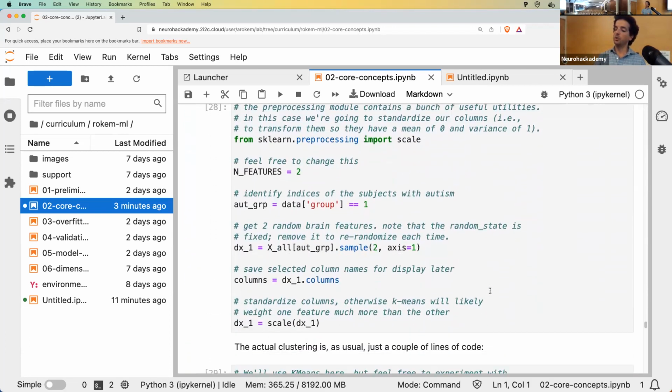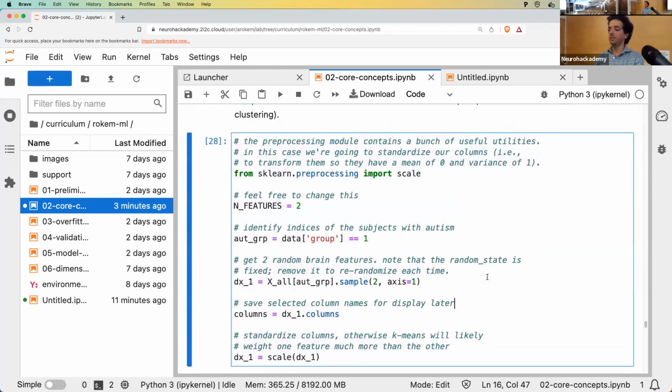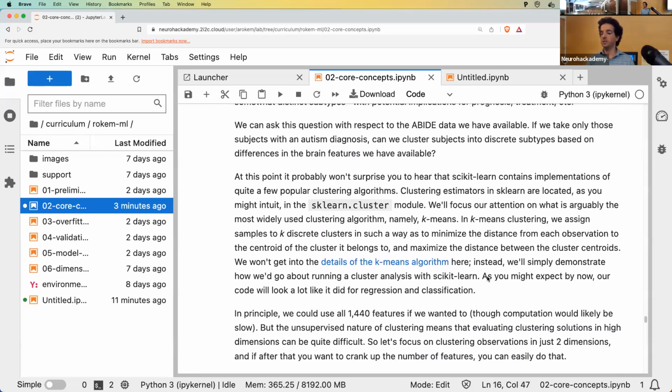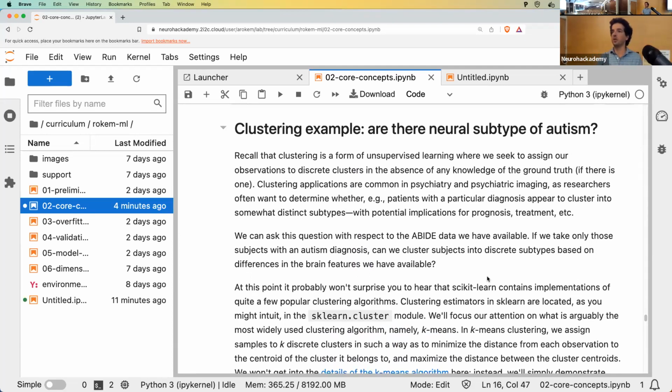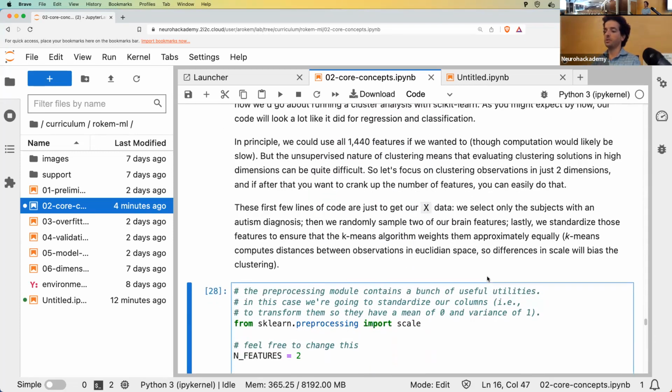And we're going to look only at the subjects who are classified as having autism and ask this question: are there neural subtypes of autism? That's the kind of question you can ask with a clustering algorithm. You have some data, and you don't have a priori any reason to necessarily divide this data in any clear way based on the information you have so far. But based on the data, you're asking, is there structure such that this data breaks apart into different subtypes? And that's called clustering.